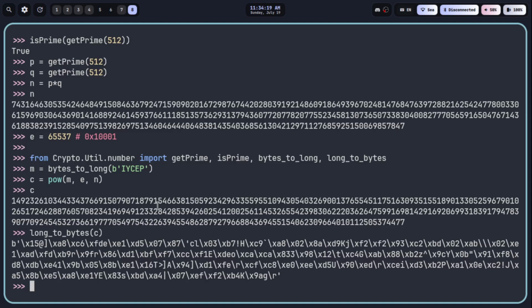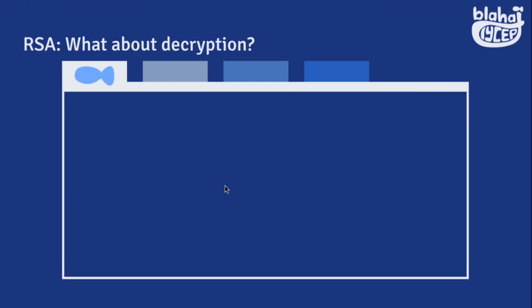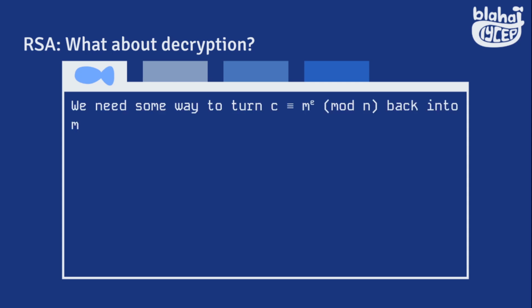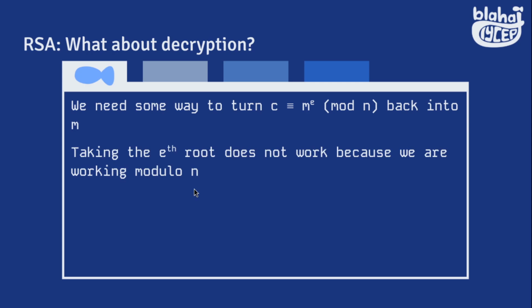Yeah. So now we will be going back to our slides. Now that we have encrypted our message, the next logical question is what about decryption? If we recall, we have C congruent to M to the power of E modulo N. If we didn't have the modulo N, we could just take the E-th root. But because we are working modulo N, we cannot just do that. It will give you gibberish.